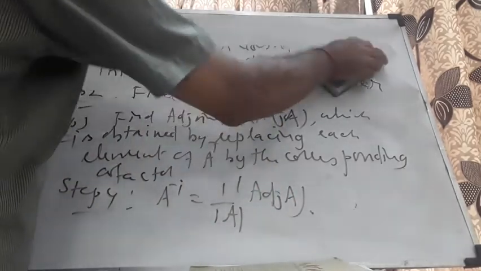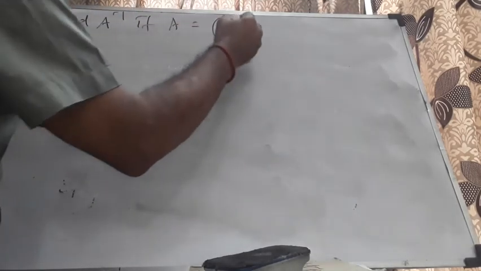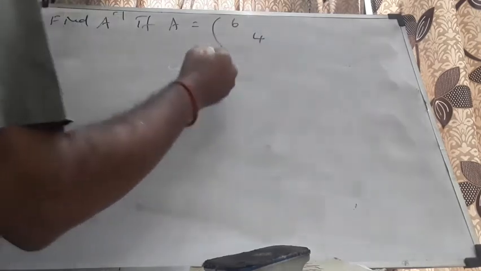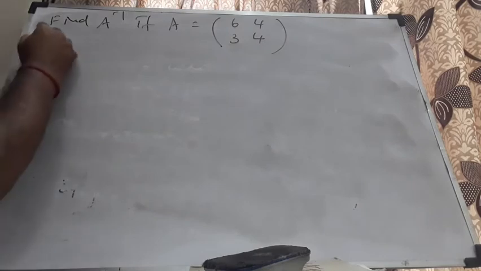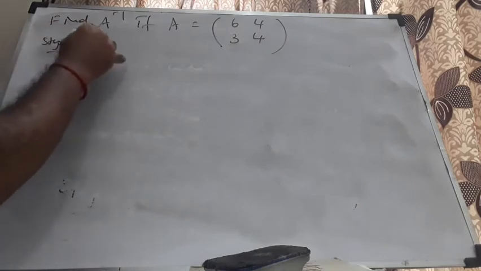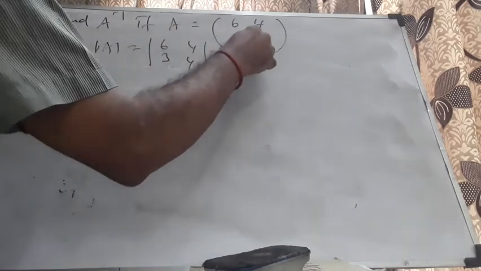If you do a problem, you will be able to check how we go about it. If we do a problem, we will be able to understand easily. Find A inverse if A is, let us say, 6 3 4 4. Just listen. Step 1, determinant A: 6 times 4 minus 3 times 4, which is 24 minus 12, which is 12.